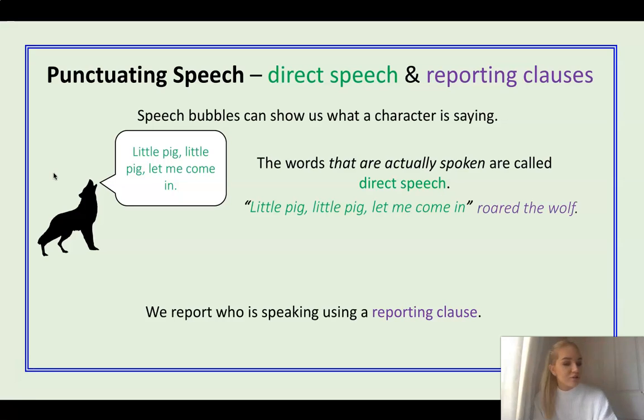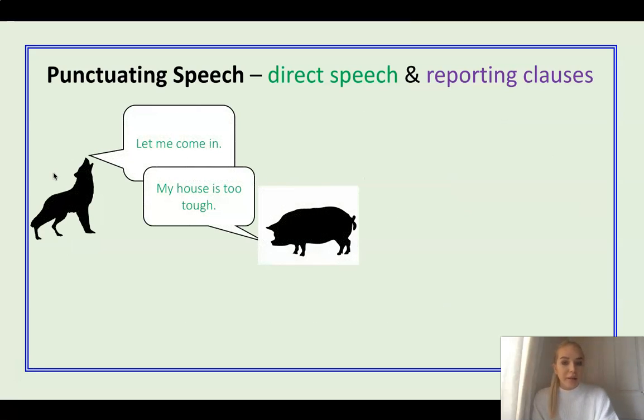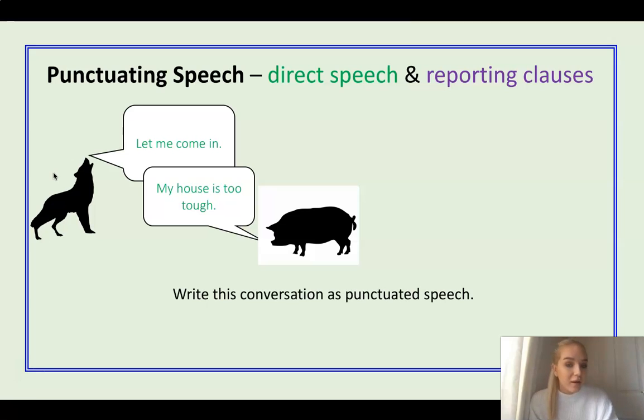Here they have chosen to use the reported clause in purple, roared the wolf. So here we have a bit of a conversation. The wolf is saying, let me come in, and the pig is saying, my house is too tough.